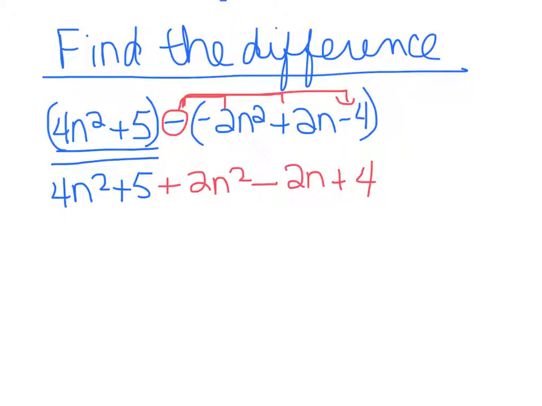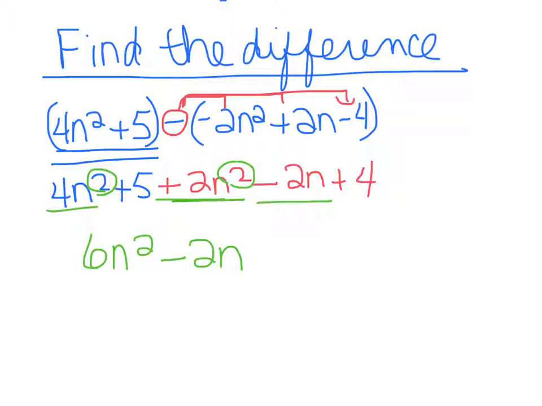Now we just need to combine like terms. We'll start with our highest exponent, in this case the squared. So we can put those two terms together because they are like terms. 4n squared plus 2n squared is 6n squared. Now we need to do the next exponent lower, so that would be negative 2n. There's nothing else to combine that with, so you have minus 2n. Now we need to combine our constants. We have a positive 5 and plus 4, which is plus 9.